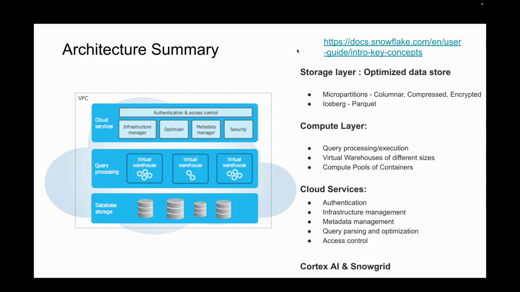Essentially, we learned about different layers of Snowflake architecture, starting with the storage layer, which provides optimized data store, either in Snowflake native micropartitions or in the Iceberg open table format way, where data is optimized through compression, columnar organization, secured through encryption, and then a number of metadata statistics are collected for better performance for the queries.